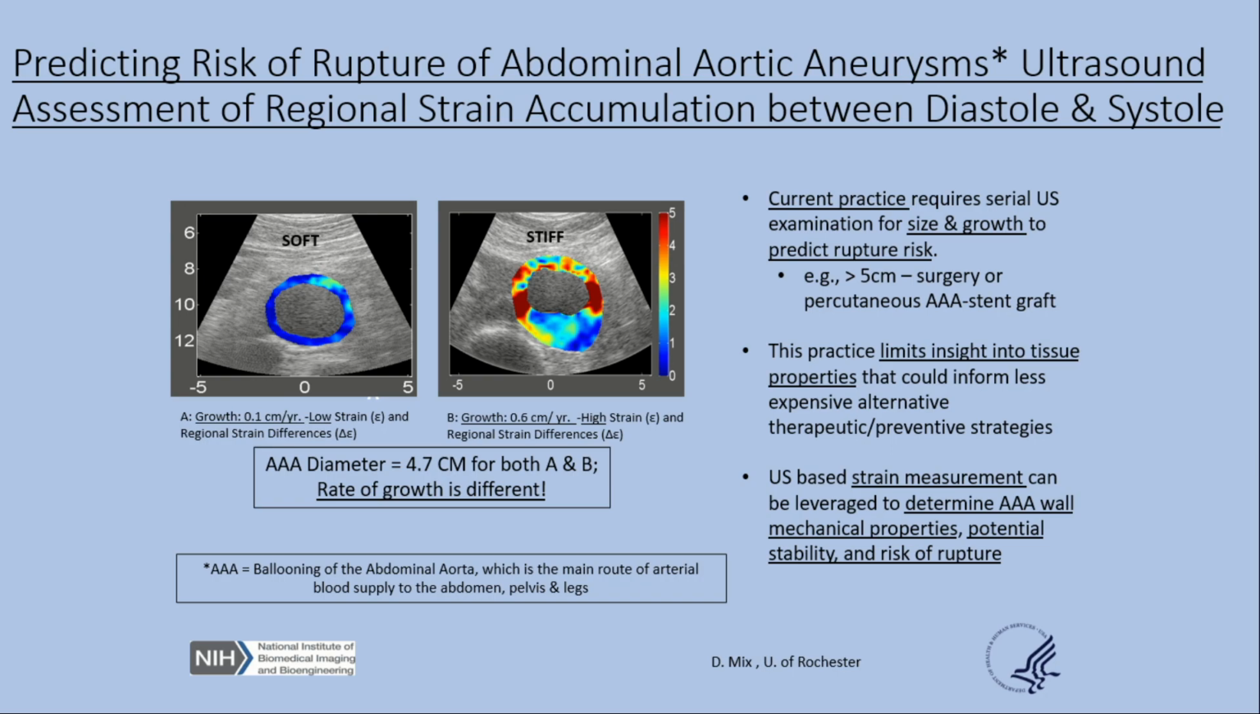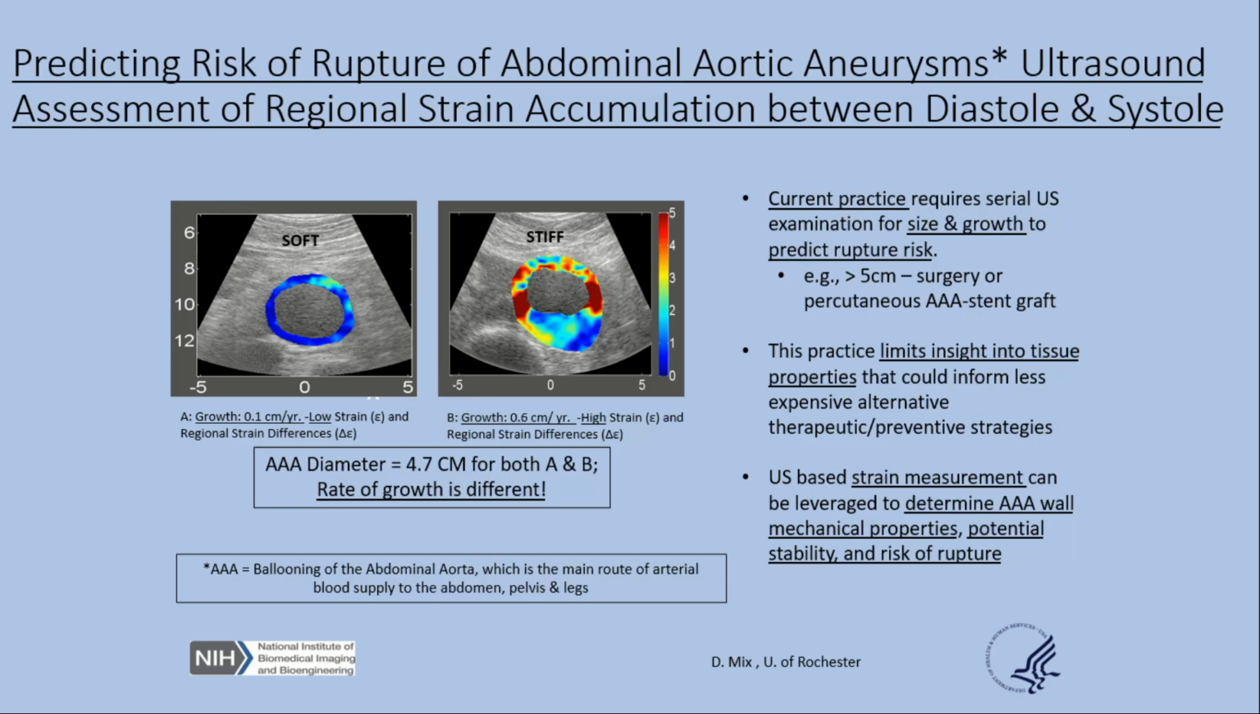These are abdominal aortic aneurysms, which, for those who don't know, is a bloating of the main abdominal aorta. It becomes like a balloon, and when it becomes big enough, it'll rupture. There's a risk of rupture. So today's practice is, you follow it by ultrasound, and once it gets greater than 5 centimeters, you might say, okay, well, the person needs surgery or a stent or whatever it is.